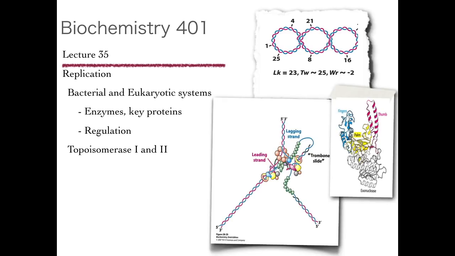Biochemistry 401, Lecture 35. Today we're going to talk about replication. We're going to talk about replication in bacterial and eukaryotic systems, and it's important to keep these two straight. We're going to discuss key enzymes and proteins that are involved in replication and also the regulation of this process. We're then going to talk about topoisomerase 1 and 2 specifically.